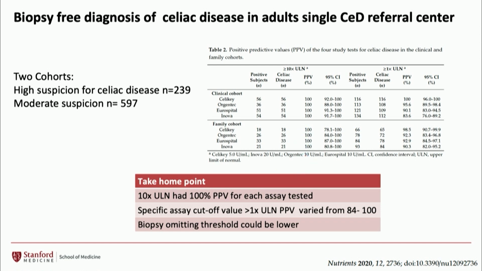However, if you only looked at just any positivity, or just barely positive, then that positive predictive value varied from 84 to 100%. So you could falsely diagnose more patients with celiac disease. And the study did suggest that perhaps 10 times the upper limit of normal was too high, and maybe the biopsy omitting threshold could be lower.